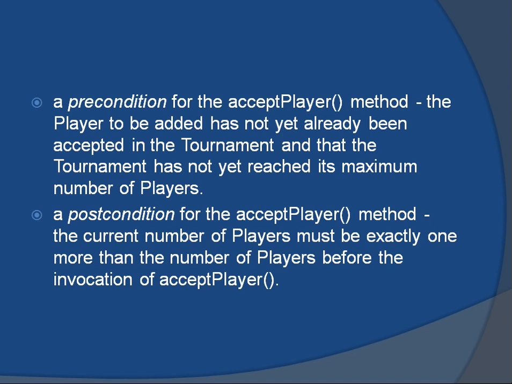Let us see now what can be the postconditions for this accept player method. It can be that the current number of players must be exactly one more than the number of players before the invocation of accept player. Before we actually triggered accept player, the count was some value, and now it should be exactly one more than that. This is the postcondition for accept player.